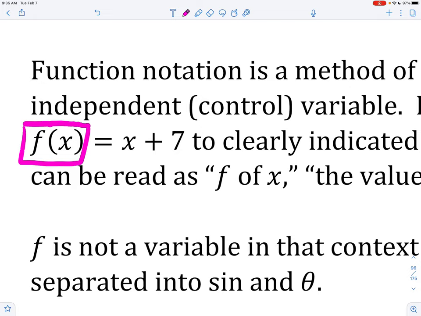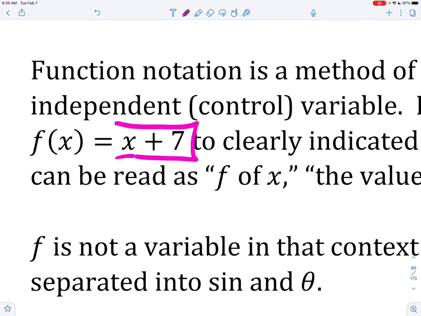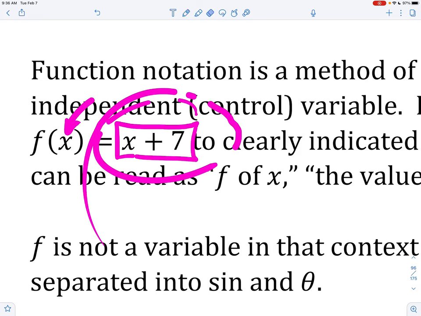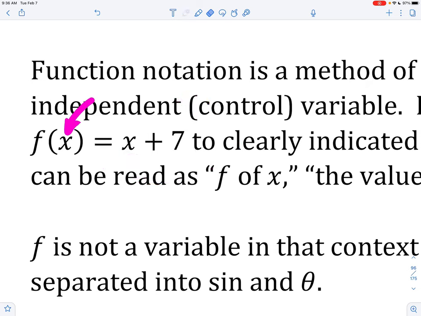What this input does is get processed by the function. The function has a definition on the other side of the equal sign over here. And that says, whatever the input is, here's what you do to it. In this case, what we do to it is take that input value and add 7. So again, that says f of x, this function of x, is to take x and add 7 to it.